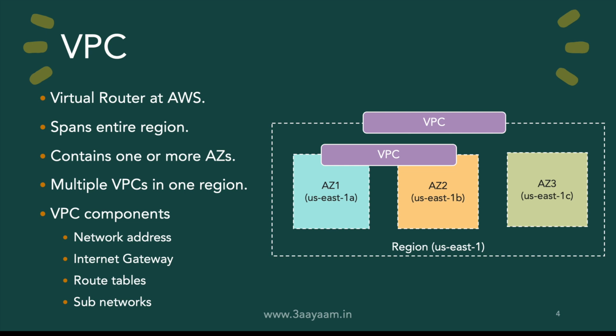Then we have subnetworks or subnets. Unlike a router, wherein all the devices are inside of that router's boundary, that is not possible in a VPC. In a VPC, we have to create subnetworks, and only then can we launch instances, RDS instances, EMR clusters, Redshift clusters, etc. inside of those subnets in the VPC.